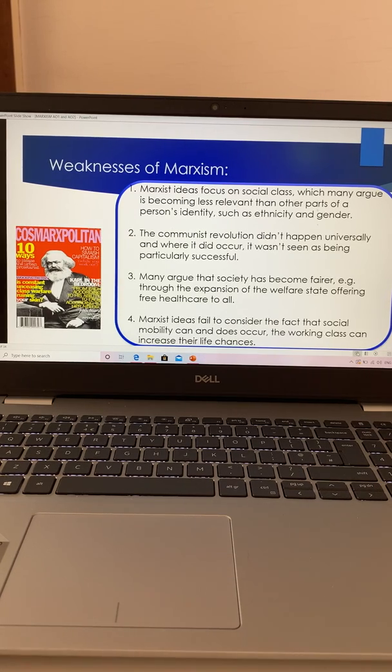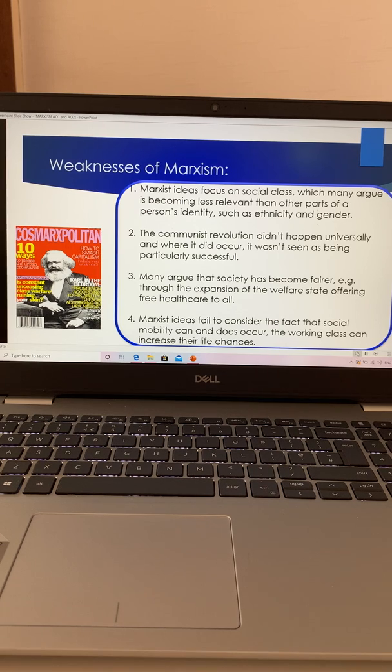But it doesn't come without its weaknesses. So it focuses solely on social class. But what about other parts of someone's identity? Ethnicity, gender. You know, it doesn't look at how that is potentially unequal. You could argue that Marxist feminism tries to alleviate some of that, because they're looking at how a woman is not just exploited by capitalism, but also exploited just for being a woman, so the gender as well.